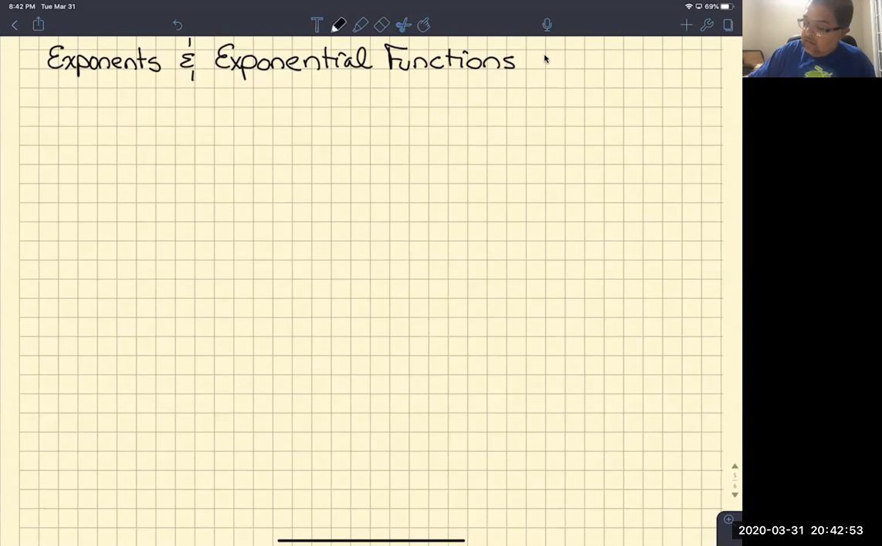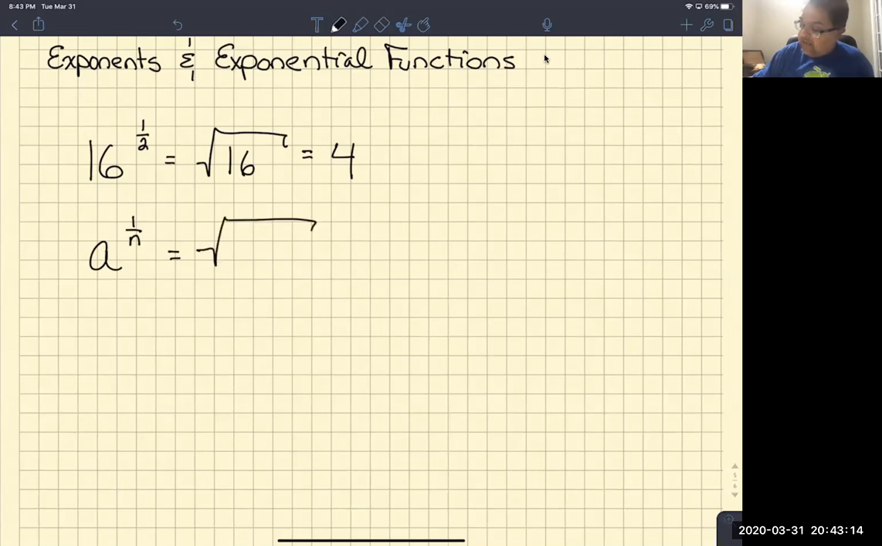Now, what about fraction exponents? Well, if you're doing fraction exponents like 1/2, 16 to the 1/2 power is the same as the square root of 16. Raising anything to a fractional exponent, you're basically taking the nth root of that base. So for example, 8 to the 1/3 power is the cube root of 8, which is in this case 2.